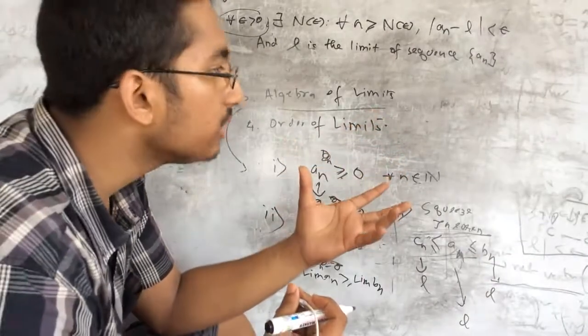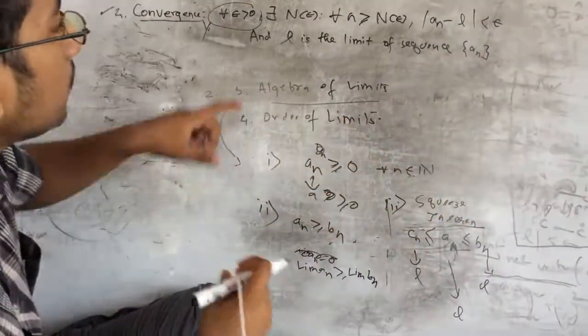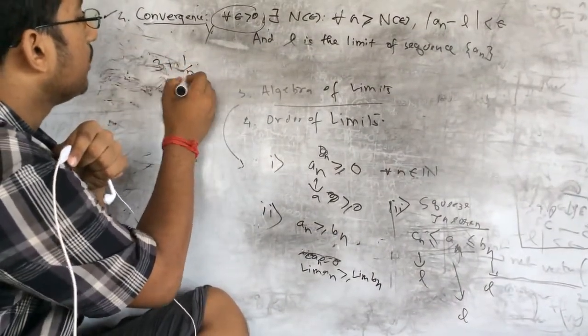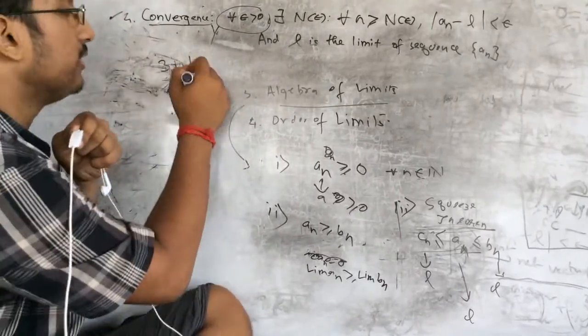And why are these important? Because using all this algebra and these properties, we can prove that 3 plus 1 by n over 4 minus 1 by n goes to a limit, and it's beautiful, right? Here it is 0 and it's 0.